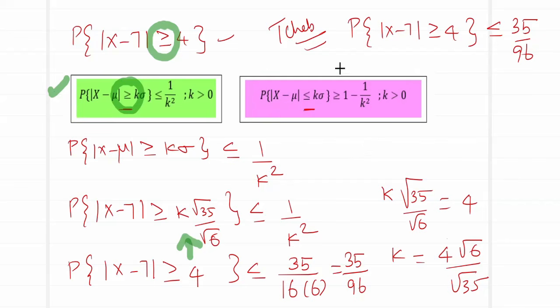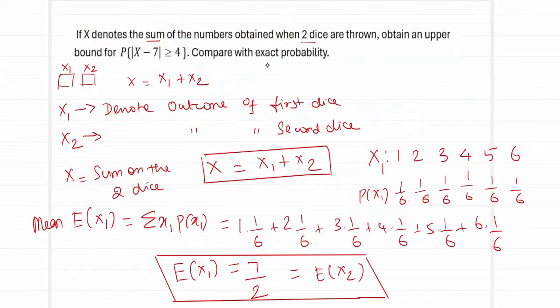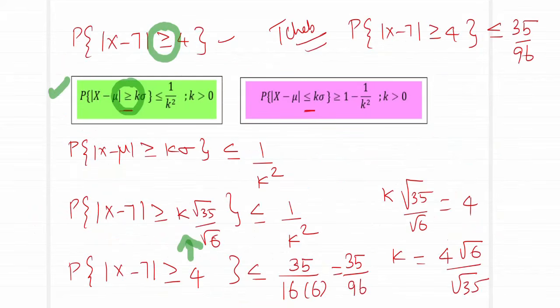Now, the second part of the question demands us to find the actual or the exact probability. So let us move on to the second part. The actual probability of |x minus 7| greater than or equal to 4. So this is my requirement.